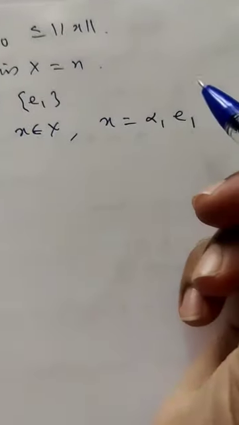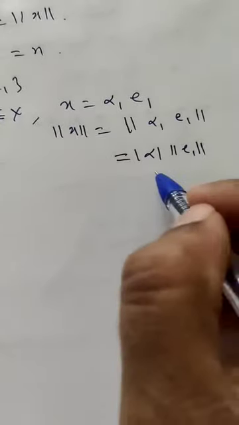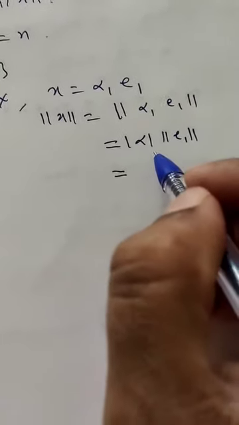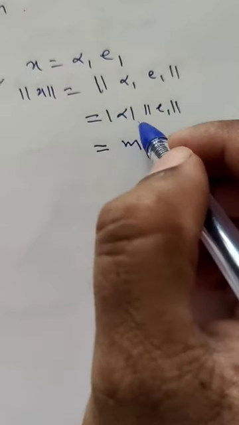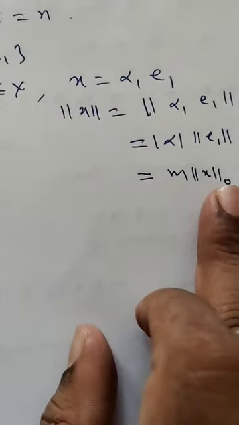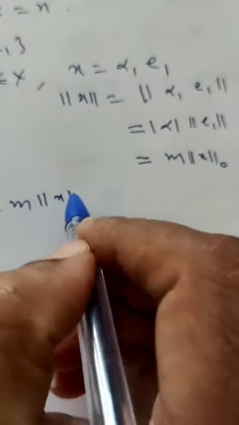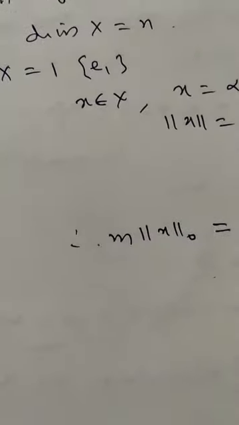Therefore, x belongs to X implies x is equal to alpha 1 into e1. And so norm of x is norm of alpha 1 e1, which is equal to mod of alpha 1 into norm of e1. Norm of e1 is some constant, I can take m to be norm of e1, because it's a fixed real number. And mod of alpha 1, since there is only one value, is by definition the zeroth norm, norm of x naught. Therefore, m into norm of x naught is equal to norm of x, which means we proved the required thing for n equal to 1.